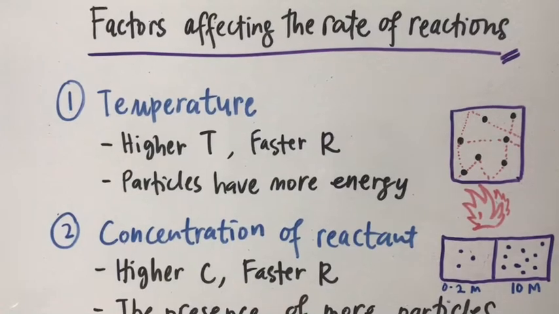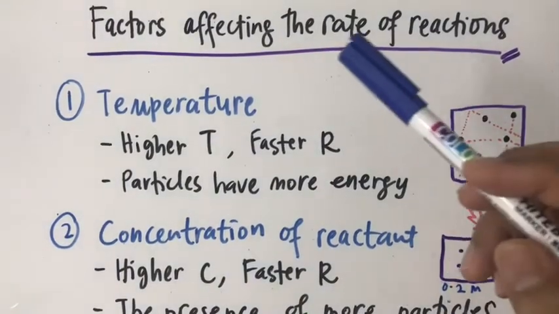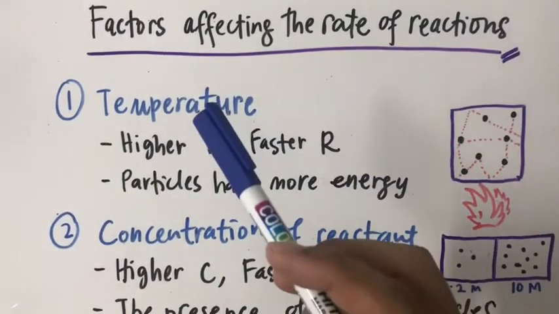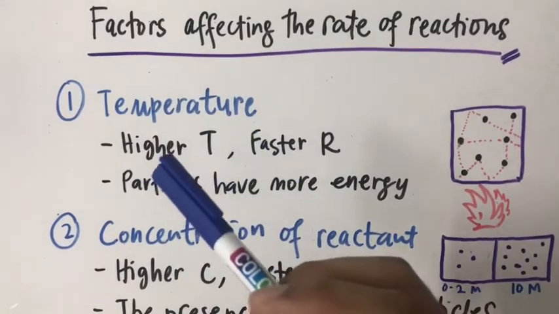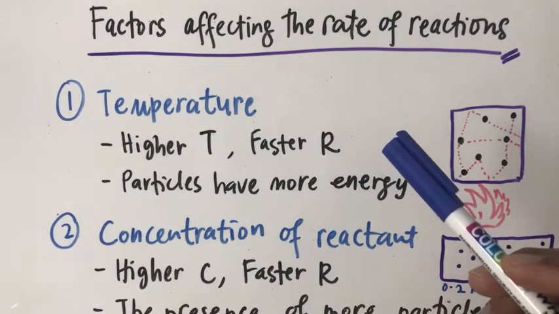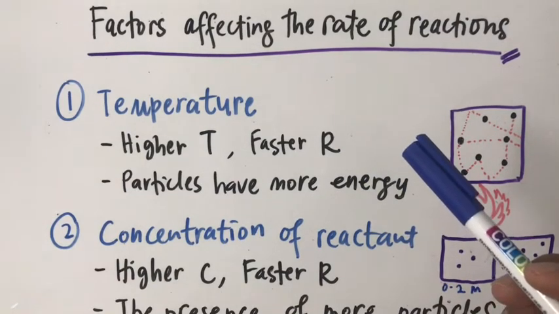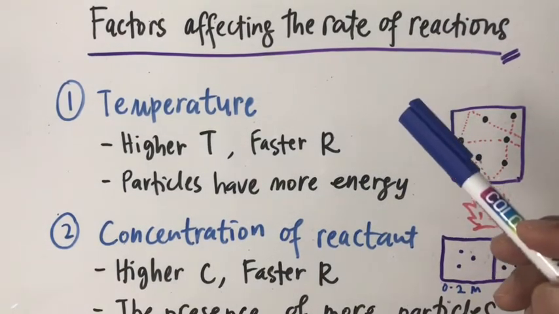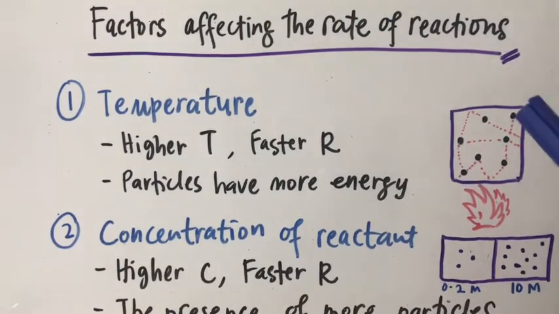There are several factors that can affect the rate of reactions. The first one here is the temperature. At higher temperature, there will be faster rate of reactions, meaning that a shorter time is required to form a product in the reactions. Let's say when we have a system here where the system is supplied by heat.